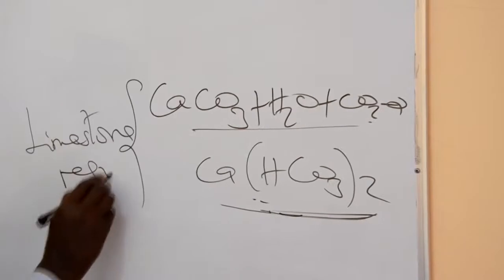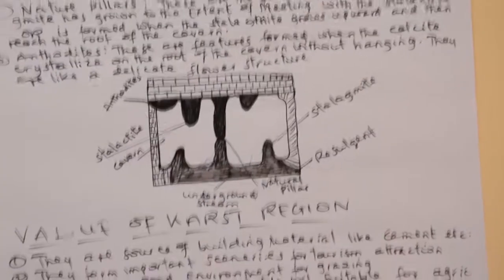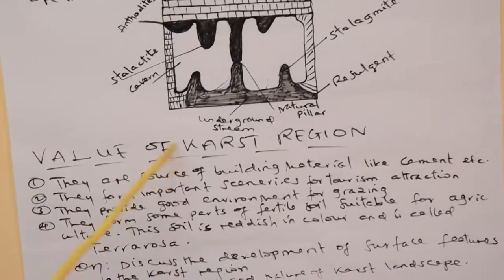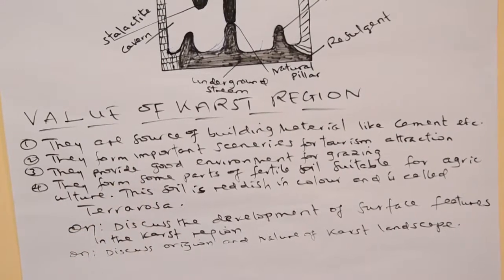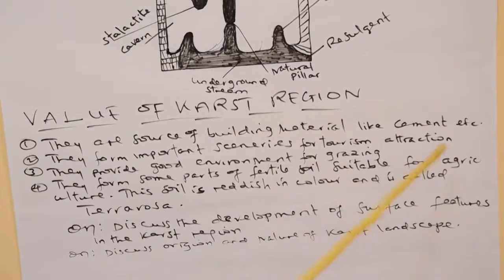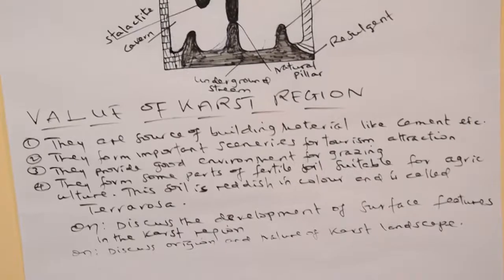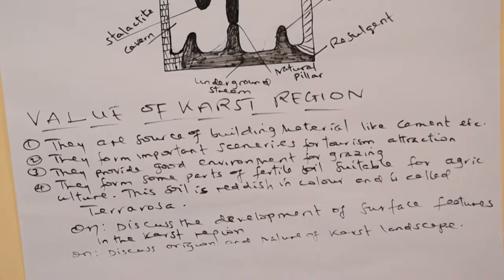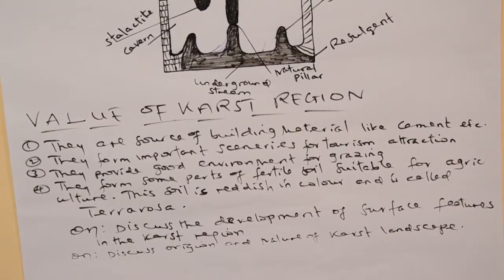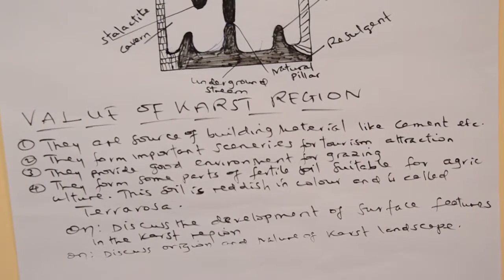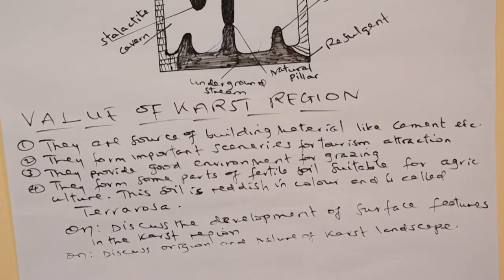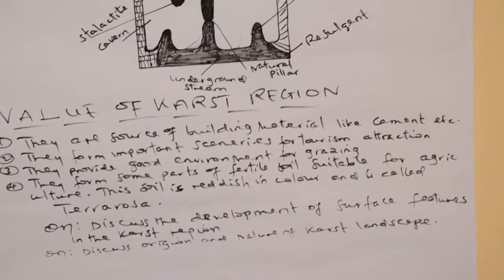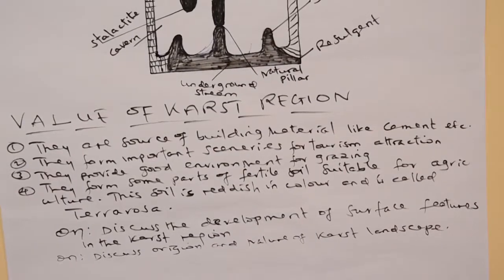Dear students, let's complete this subtopic of karst region by looking at the value of karst region. First, they are a source of building material for cement. For instance, in the karst region, due to the limestone or chalk-like structure, this material is very potential because it is used in industry for the production of cement. That's why in Tanga there is a cement industry.